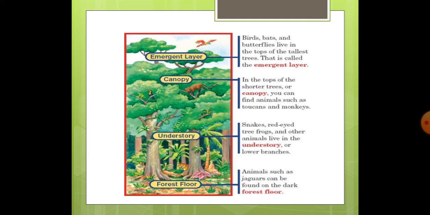In the understory, we can see snakes, red-eyed tree frogs, and animals which use the lower branches of the understory stratification. Now the forest floor, which is dense and dark. Here we can see jaguars, leopards, which use this dark forest floor. So we see that in a particular area, the different stratification or the different layers are providing shelter to different types of animals.